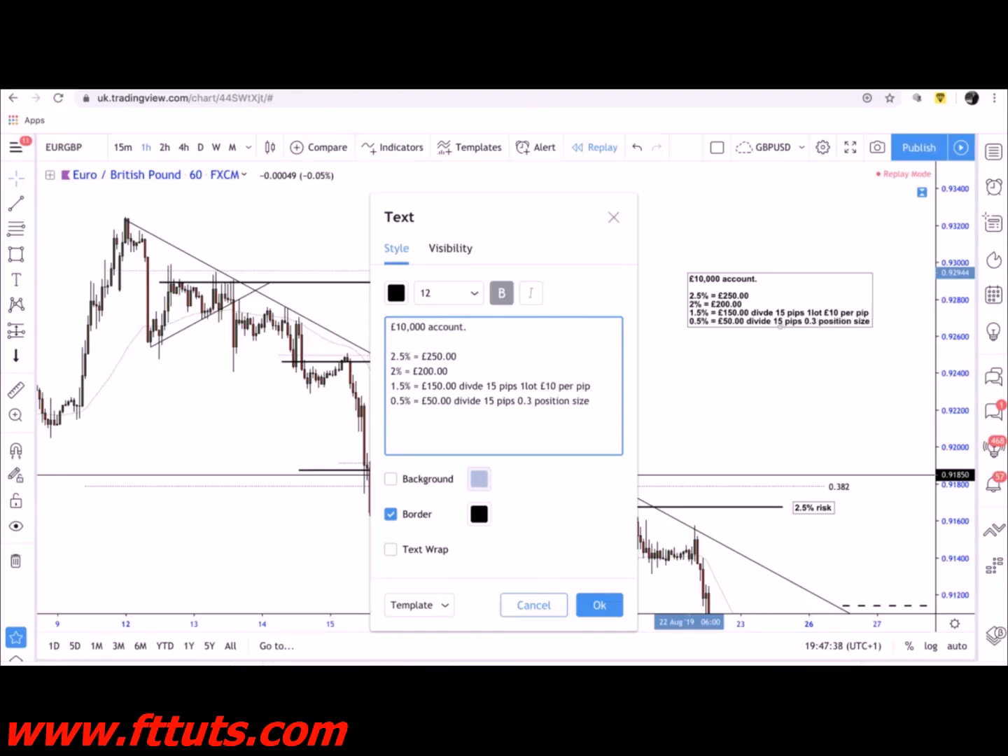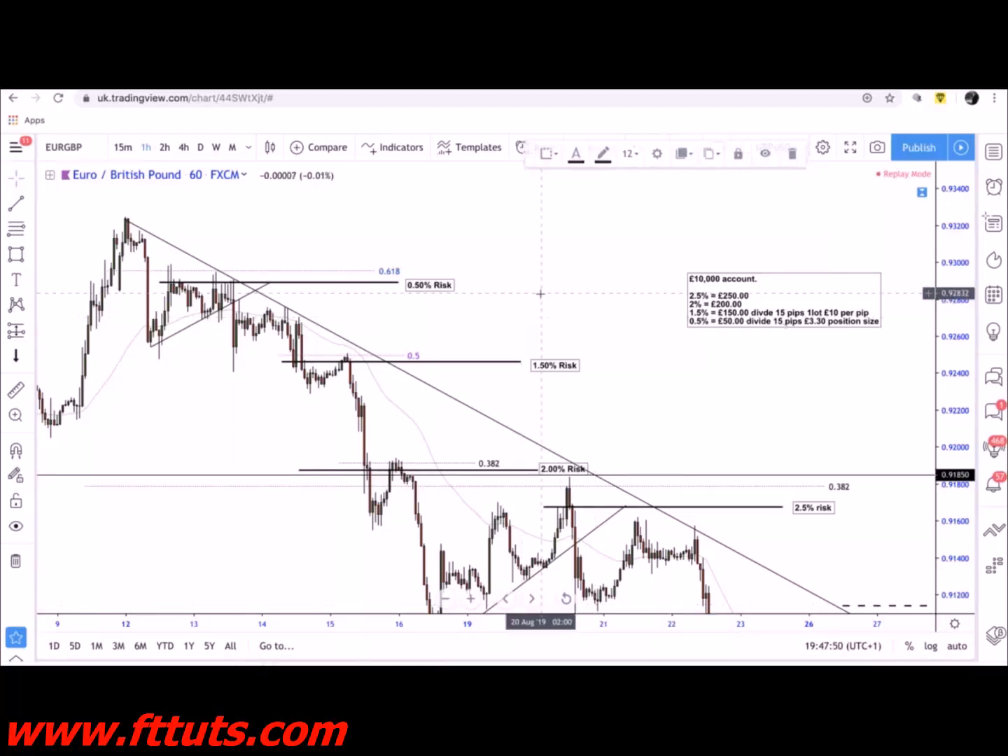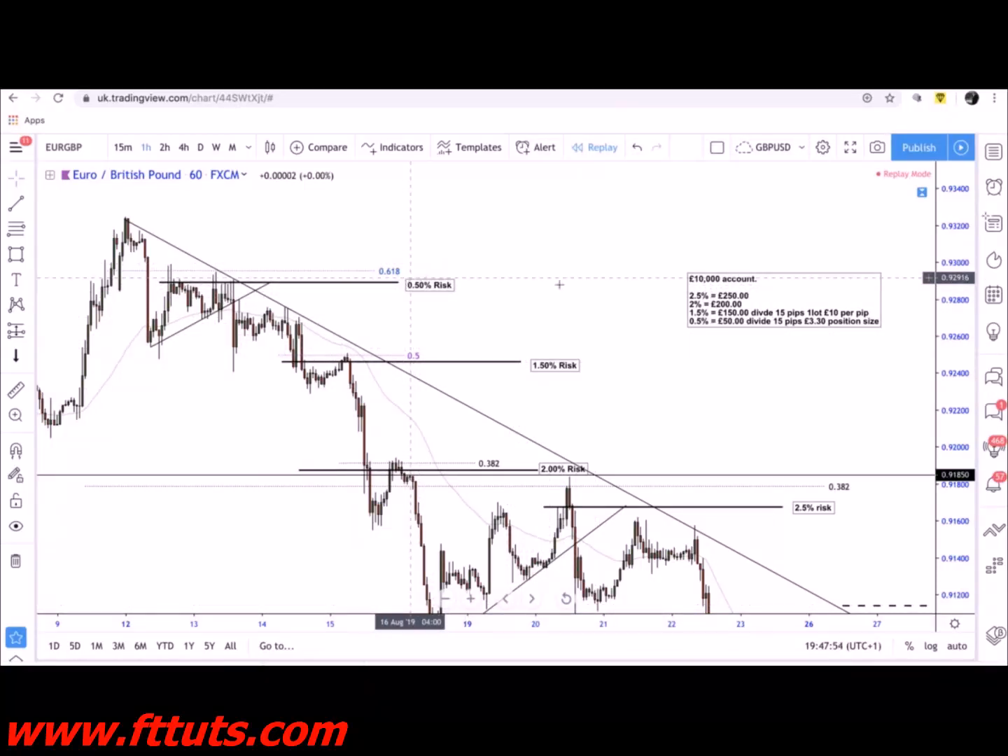And this is obviously £3.30 per pip. Okay, does that make sense? So we'd be risking £10 per pip on this one, and £3.30 per pip on this one.